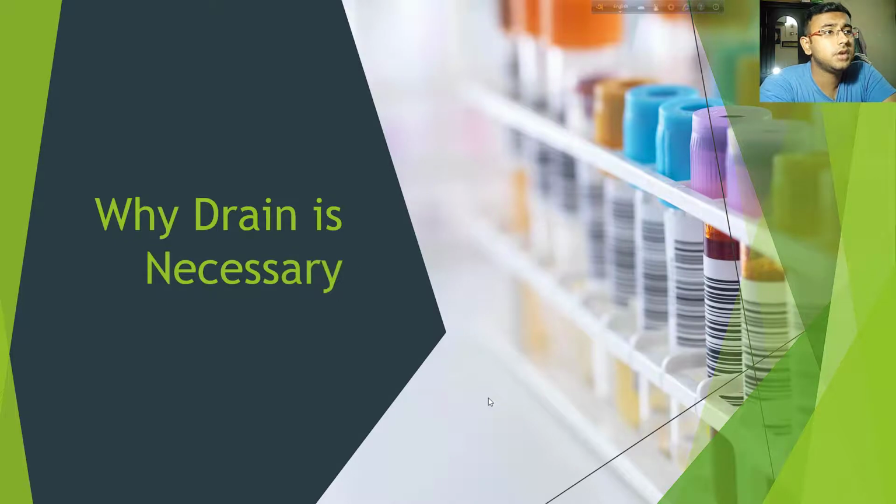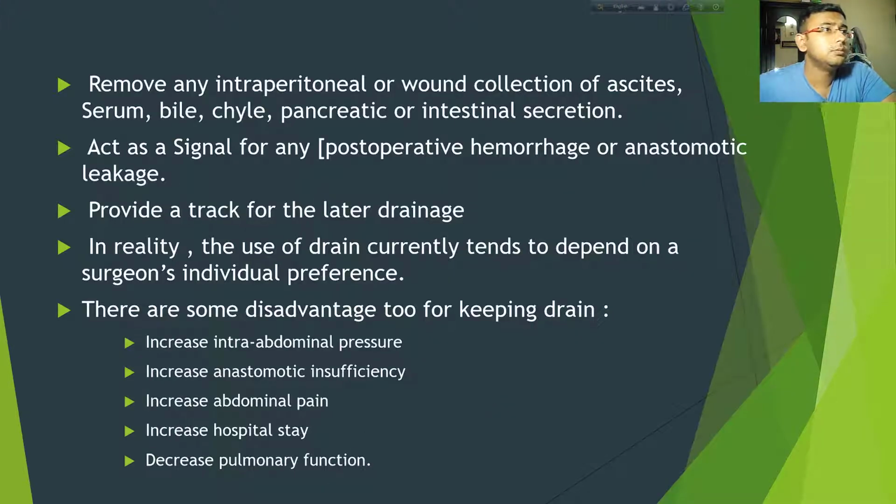So why is a drain necessary? To remove any intraperitoneal collection of ascites, serum, bile, chyle, pancreatic and intestinal secretions, and as a signal for postoperative hemorrhage or anastomotic leakage. You can follow up the patient by checking the drain, to see whether any postoperative hemorrhage or anastomotic leakage occurs or not. Then it provides a track for later drainage, so it is an open drain tract for a lateral drainage system.